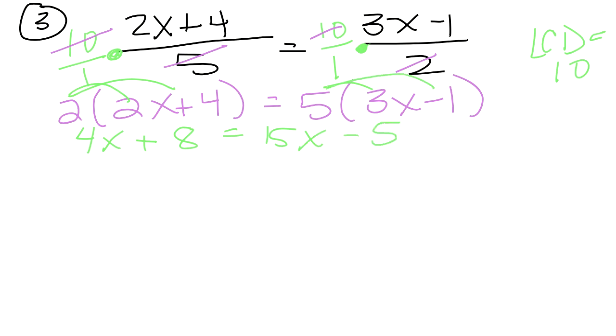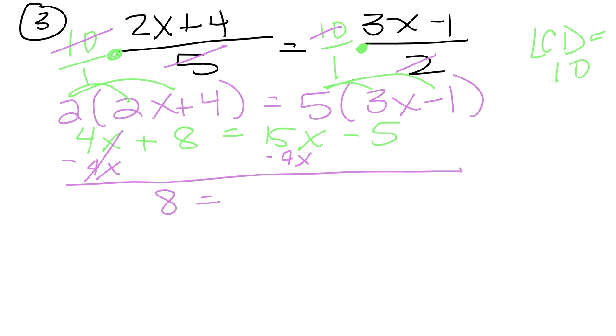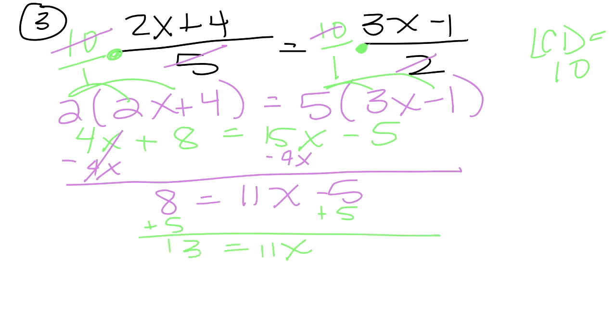Now from here, I want to get my variables on the same side. I like my variables positive, so I'm going to subtract 4x over. That's a 4, even though it doesn't look like one. This gives me 8 = 11x - 5. And now again, I've got these two numbers that I have to move. I'm going to add the 5 over, which is going to give me a 13 over here equals 11x. So again, I'm going to get an ugly fraction, but that's okay. Divide both sides by 11. So we get 13/11 as our final answer. And again, I'm just going to leave it as a fraction because I think that's the safest bet.